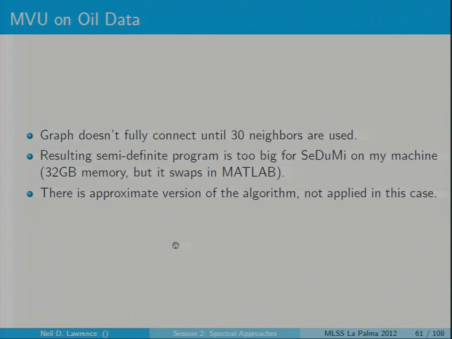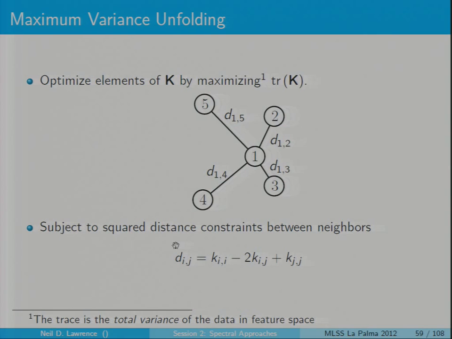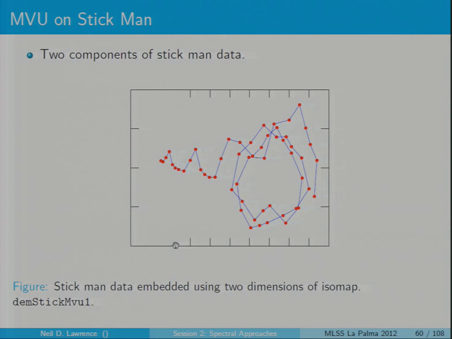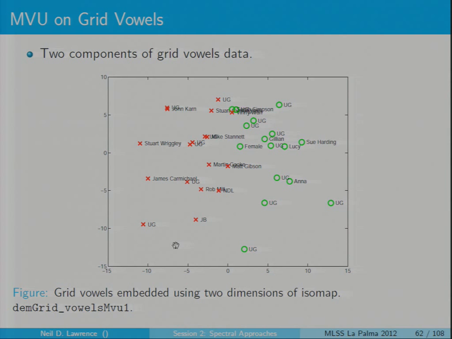You can't do the oil data because the graph doesn't fully connect till at least 30 neighbors are used. And then this is too slow because there's a semi-definite program, which I didn't mention, I apologize for that, to do this maximization. I haven't talked about how you do that maximization because it's a semi-definite program under constraints. And I didn't apply the approximate version of the algorithm. But you do get, again, a reasonable visualization for the grid vals data.